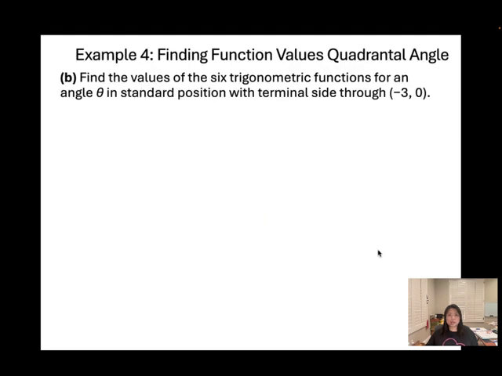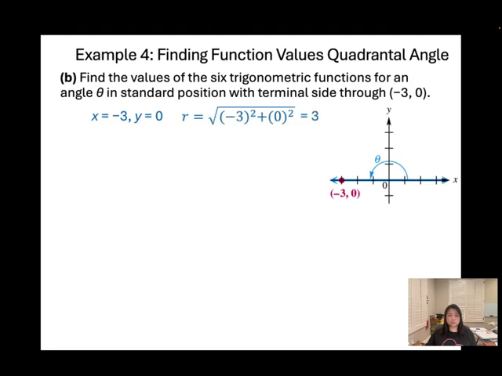Okay, B. Find the values of the 6 trigonometric functions for an angle theta in the standard position with terminal side (-3, 0). So (-3, 0), that will be in here. Okay, so theta will be equal to 180 because this is a straight line. Write it down. x equal to -3, y equal to 0. Now, we're going to find out the r. That will be equal to 3.